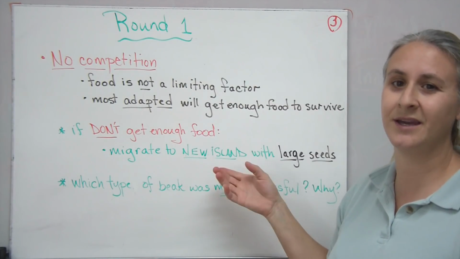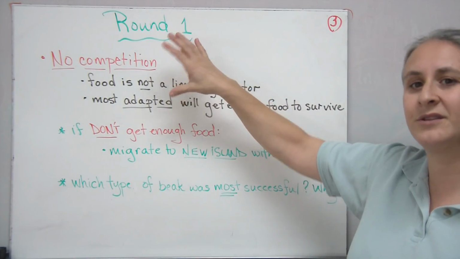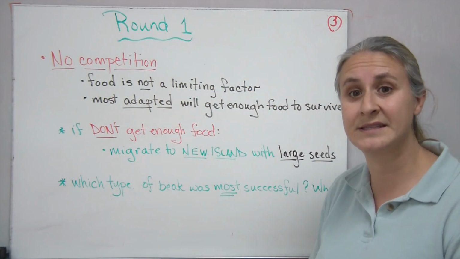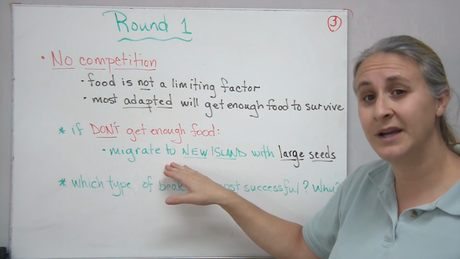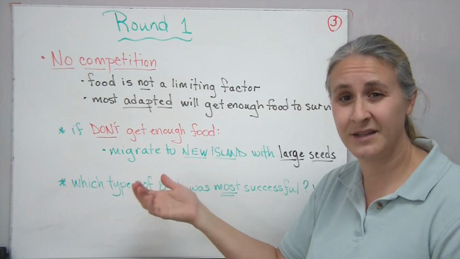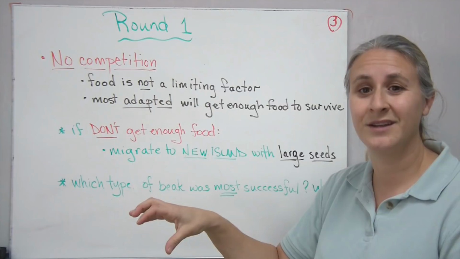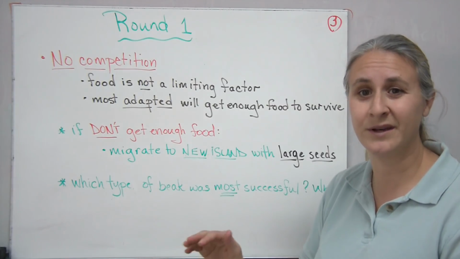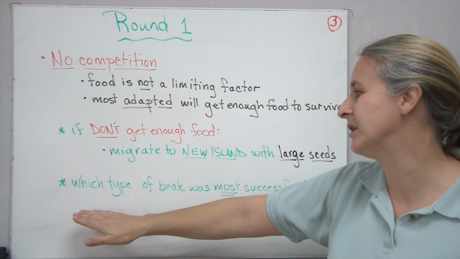So in our lab, if you didn't get enough food in the first round, you migrated to a new island. And on that new island, you had large seeds, where everybody in the first round were feeding on small seeds in the first island. So in this case, when you migrated to the new island, the nice thing is in the next round, there might not be any other birds there, so you were still dealing with a very low level of competition. So it was just a matter of whether or not you could find your food.